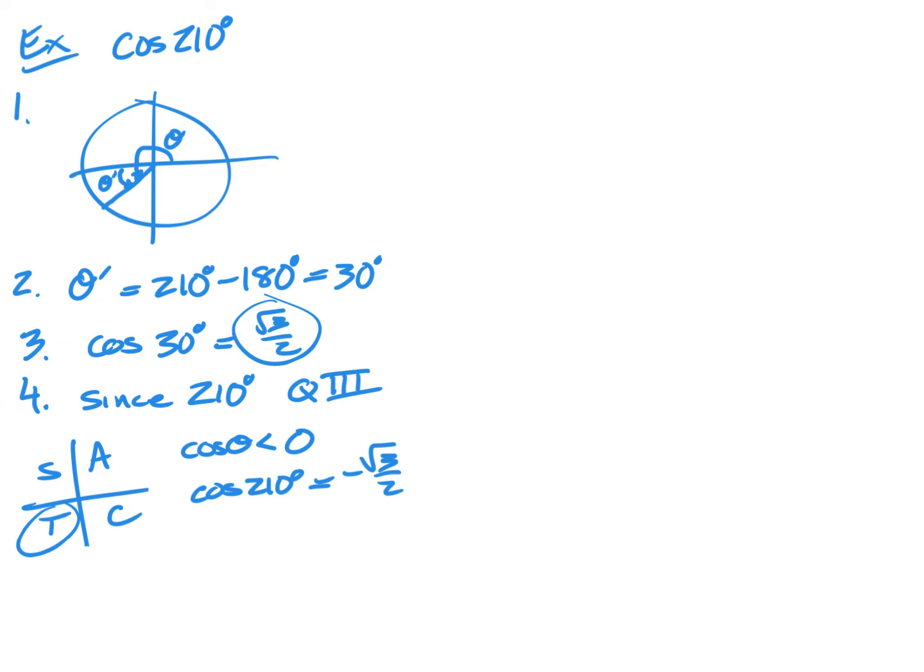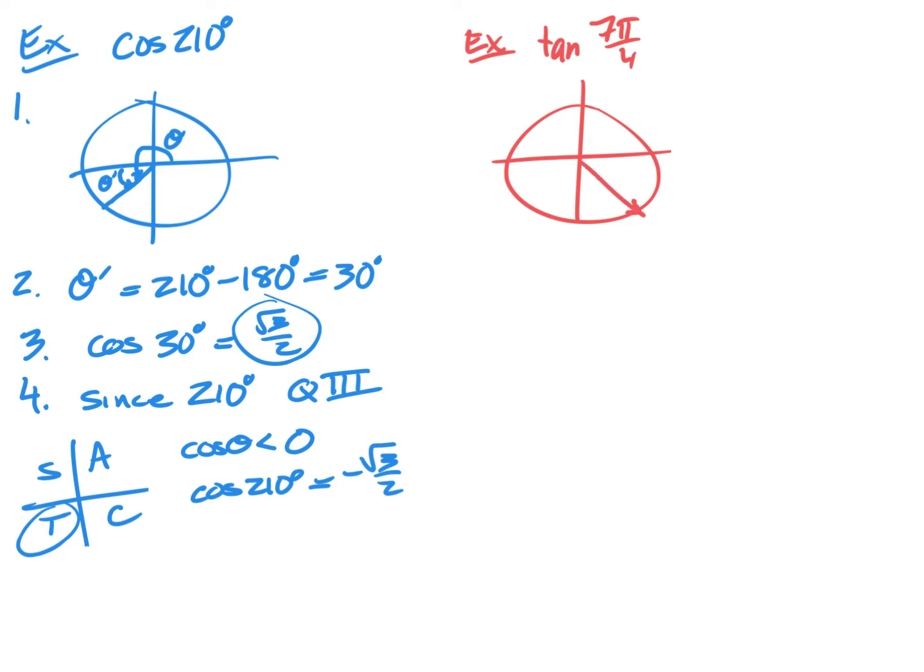Now let's do another example. Let's say we want to evaluate tangent of 7 pi over 4. So again, we draw a circle, and 7 pi over 4, that's in quadrant 4. It's bigger than 3 pi over 2, but less than 2 pi. So our angle is theta, looks something like that. So that's really our step 1, just drawing this out.